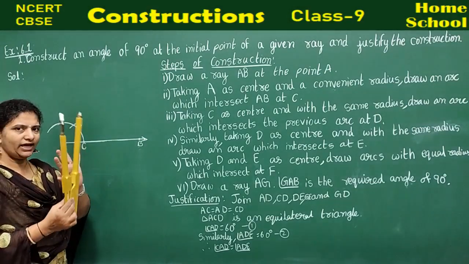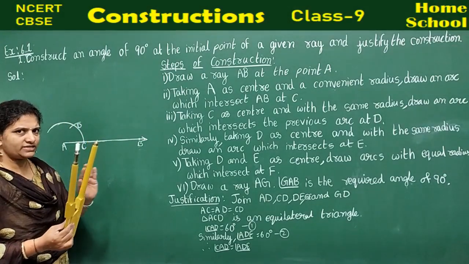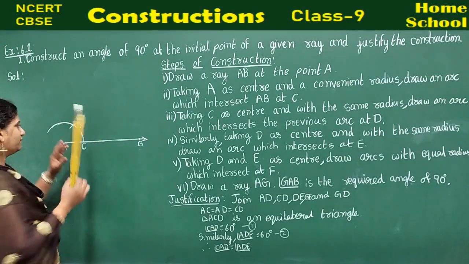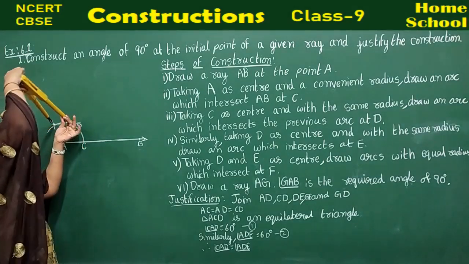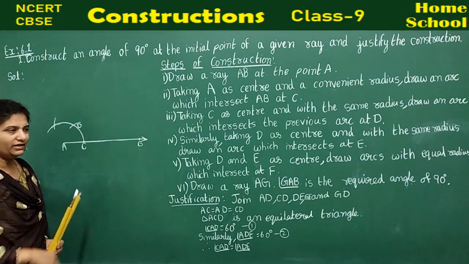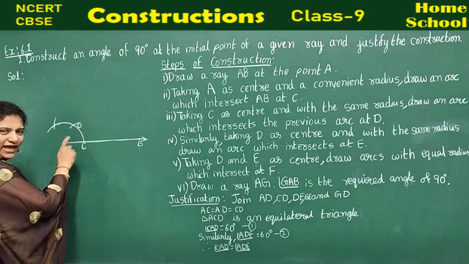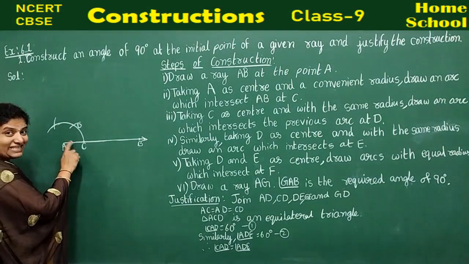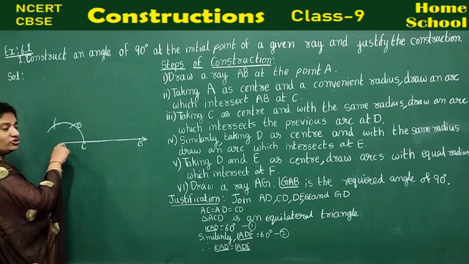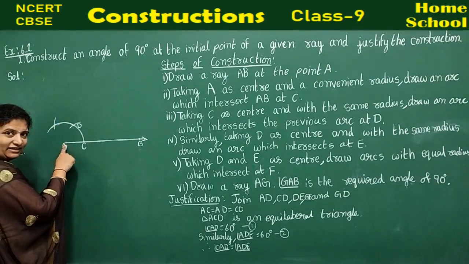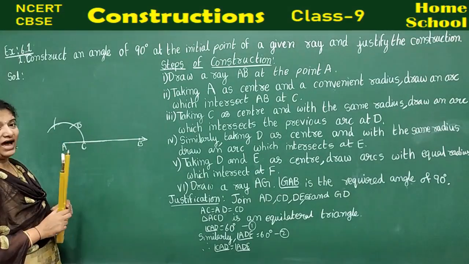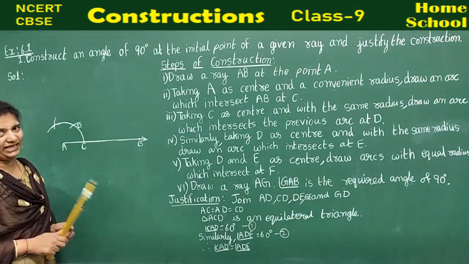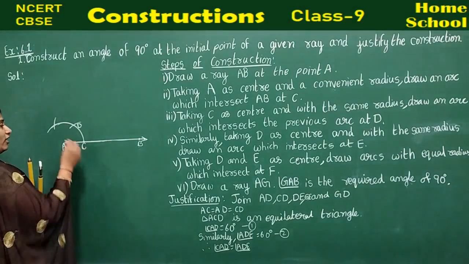Okay? Now again, same radius. Don't disturb your compass. From D as a center, draw one more arc. If I try to join, what angle is created here? 60. If I try to join, what is the angle created here? 120. Right? Now, I need to draw 90 degrees. How can I draw 90?